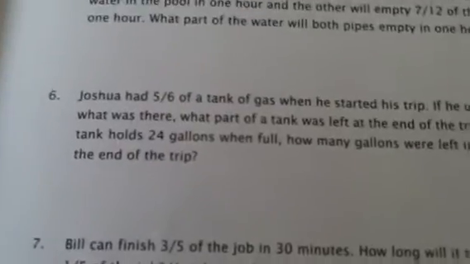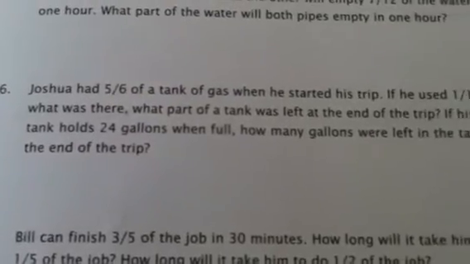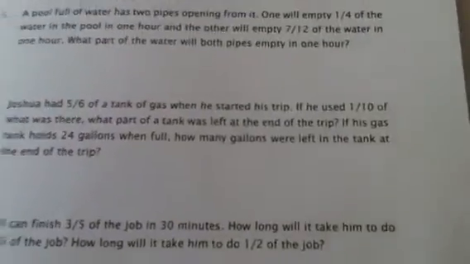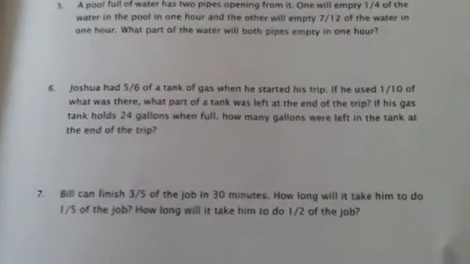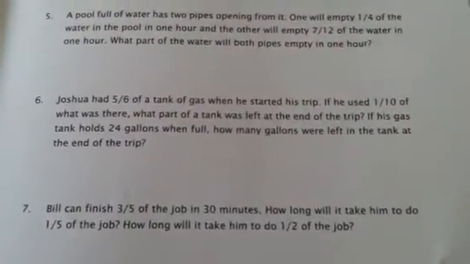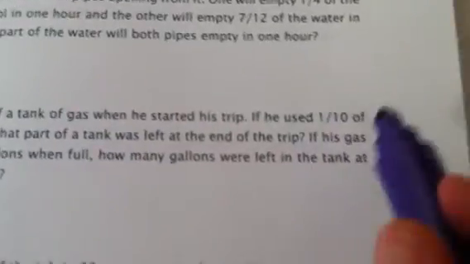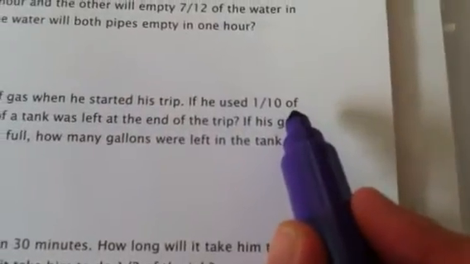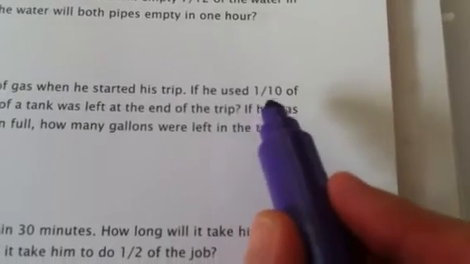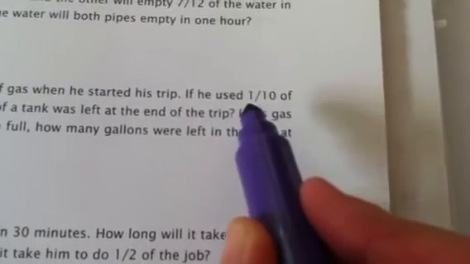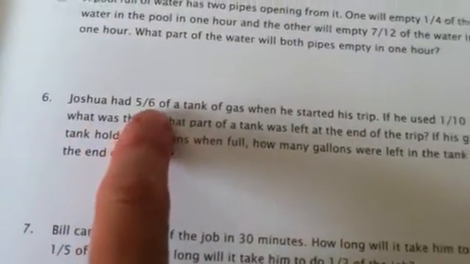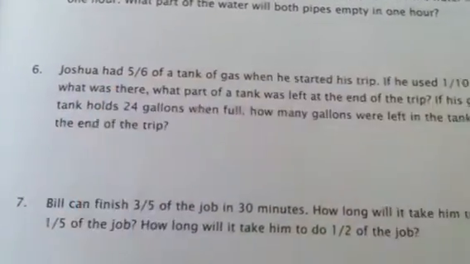It said Joshua had 5/6 of a tank of gas when he started his trip. If he used 1/10 of what was there, what part of the tank was left at the end of the trip? Okay, some people may not realize this, but of is a keyword for multiplication. So when it says he used 1/10 of, it's telling you take 1/10 times what was there. And he had 5/6. So we're going to take 1/10 times 5/6 so we can see what he used.